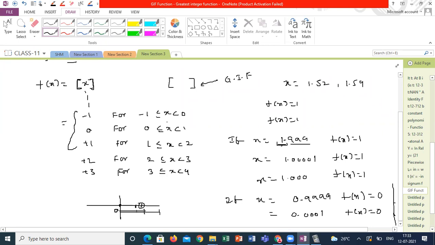For negative values, from 0 to -1, if it is -1.0000, the answer is -1, not 0. See here. Up to here, the greatest is -1. Sorry, -0.0009, it is -1. If I am taking -1.001, it will be -2. Understand the difference between there and here?